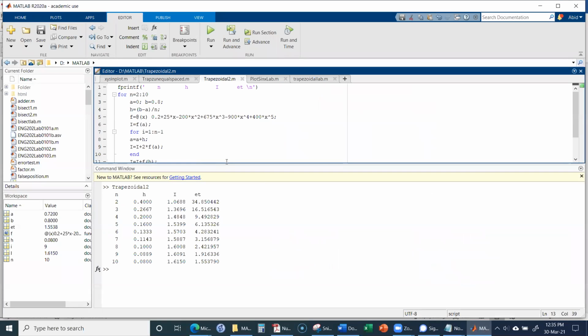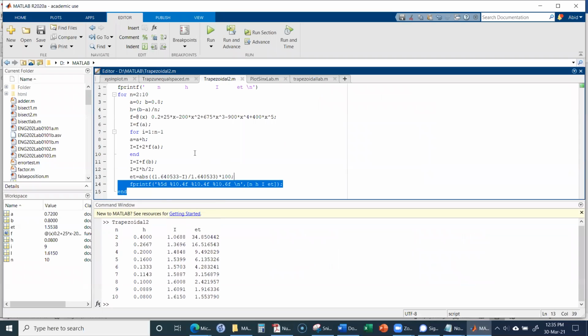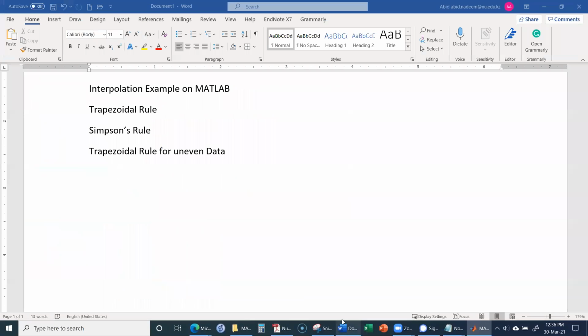So in this script, actually, I have used 2 for loops. One for loop is for the values of n, and the other for loop is for the application of the trapezoidal rule. So that was the application of the trapezoidal rule for multiple steps. Okay. Now let's apply the Simpson's rule.